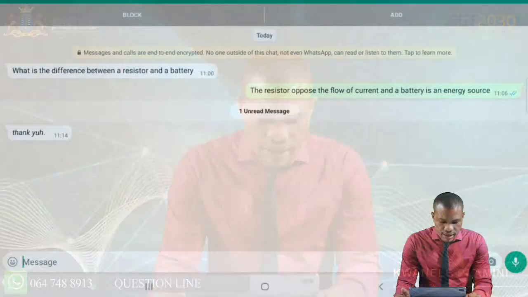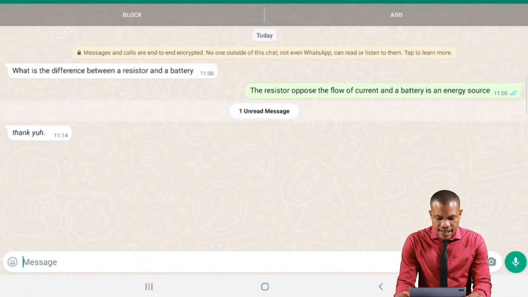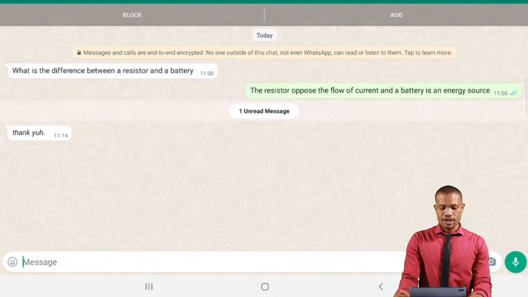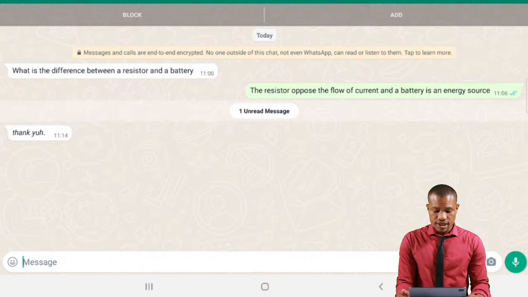Right. Let's see what is there. Okay. This is not it. Okay. What is the difference between a resistor and a battery? I like this question. It's a very good question.